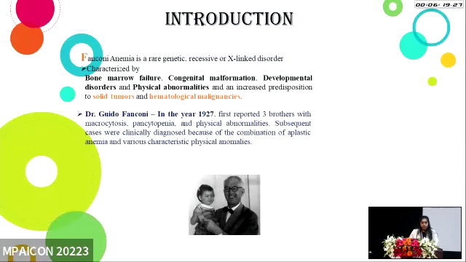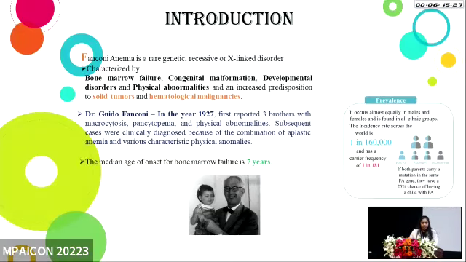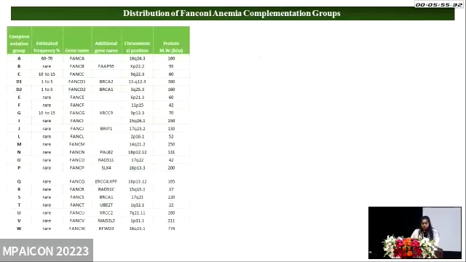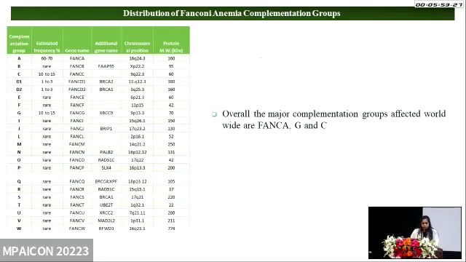It was Guido Fanconi in the year 1927 who discovered Fanconi anemia, and the median age of onset is 7 years. The prevalence is 1 in 160,000 cases, with a carrier frequency of 1 in 181. If there is a mutation in any of the 22 known complementation groups, it can cause Fanconi anemia, and these genes are divided into 3 complexes known as the ID2 complex, the core complex, and the downstream effector proteins. And we see the distribution of Fanconi anemia complementation groups.